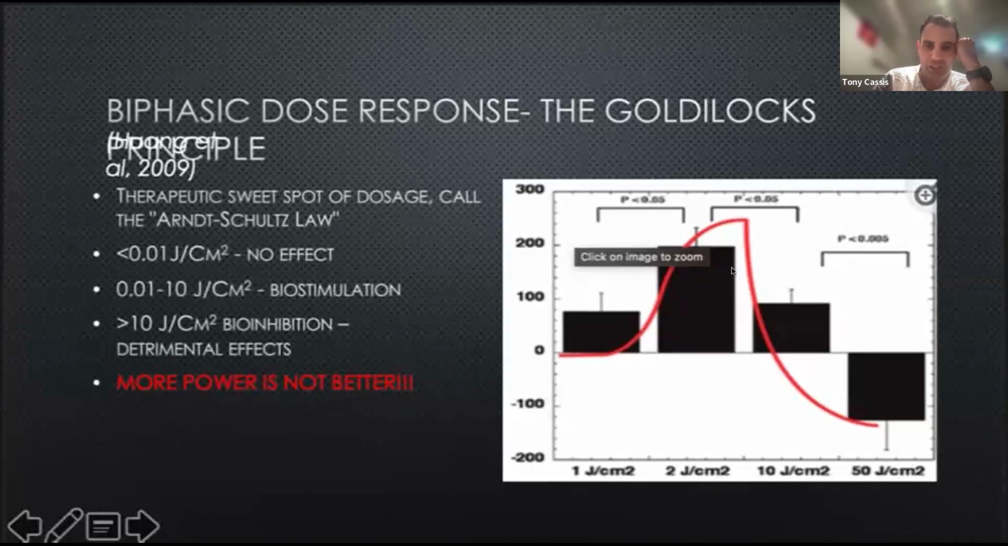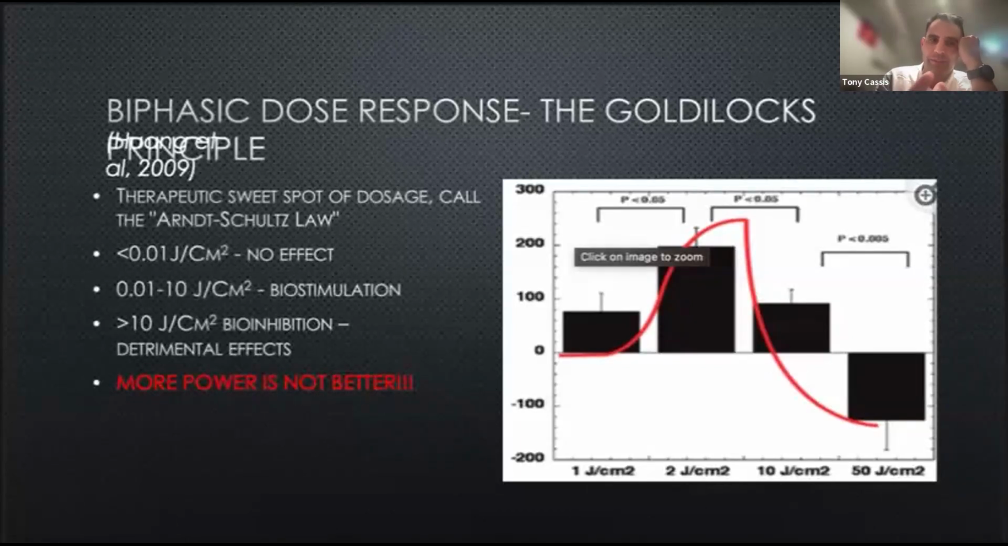And study after study shows this. So you start to see this big sharp drop off. And once you're hitting 20, 30, 40, and once 50 joules, you're starting to get a negative or inhibitory effect on the mitochondria itself. So there is a sweet spot of joules per centimeter squared.